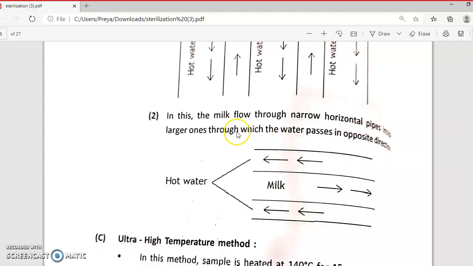This is vertical, right? Similarly in the company there are also horizontal pipes. So in the flash method this type of tubes are used for sterilization of the milk. There is a large pipe in the center and narrow horizontal pipes around it. In the narrow horizontal pipes you are going to pass hot water, and in the central pipe you are going to pass the milk, again in the opposite direction. Clear? So this is called horizontal pipe, vertical pipe in case of flash method, right?